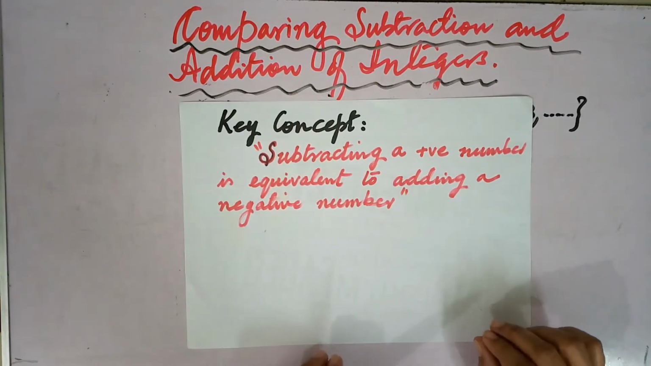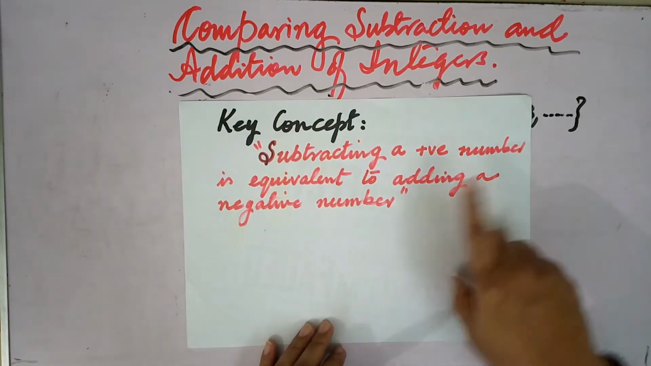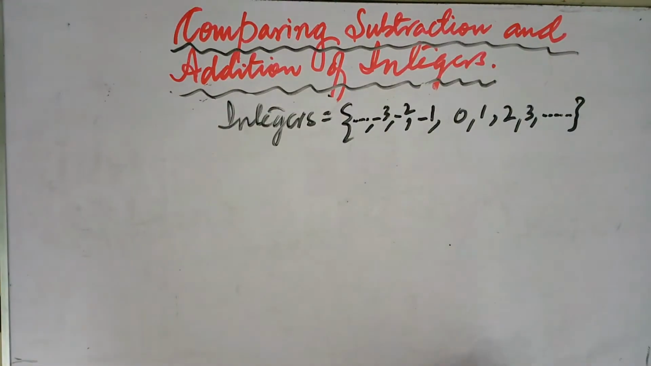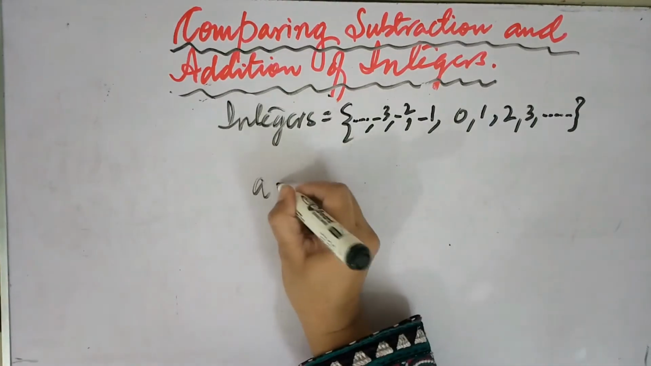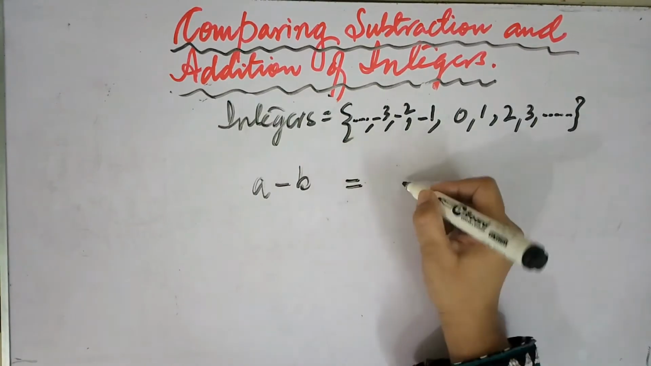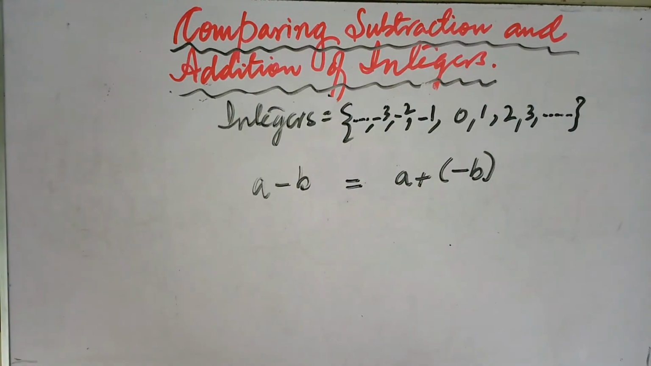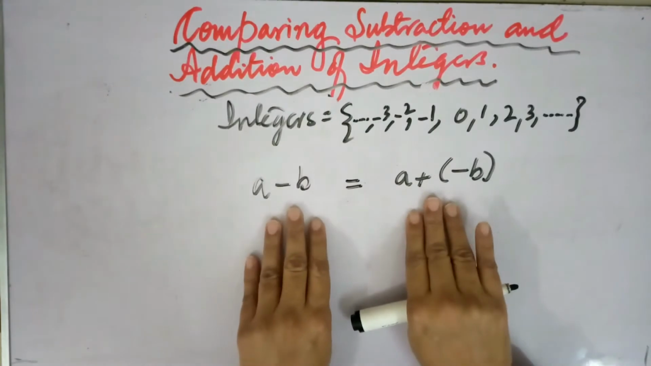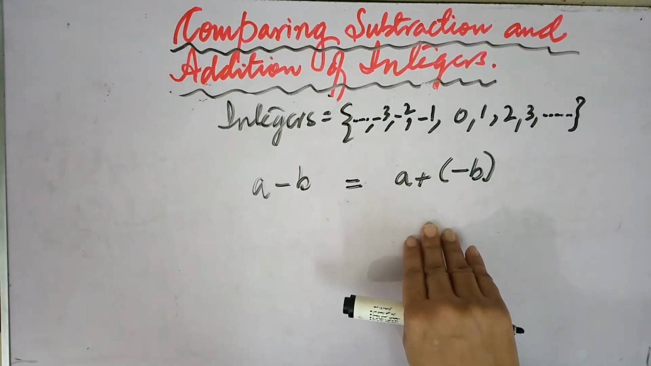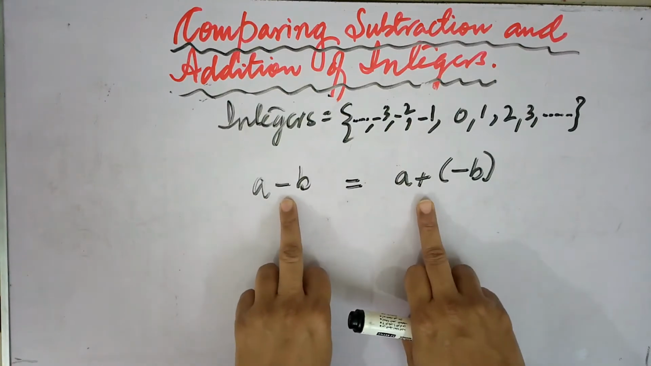This is a key concept. Subtracting a positive integer is equivalent to adding a negative number. How will we do that? This is A minus B. Subtracting a positive integer is equivalent to adding a negative integer. Got it? So these two expressions are equivalent to each other, meaning adding and subtracting both are equivalent.